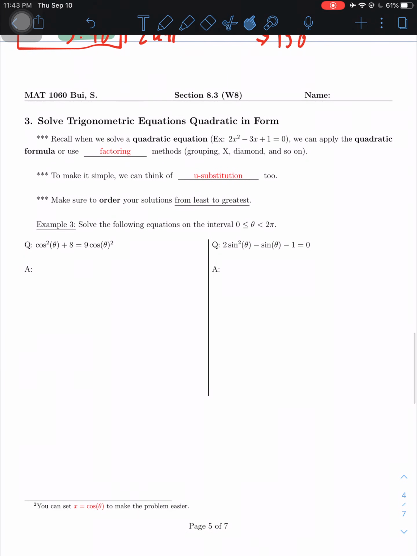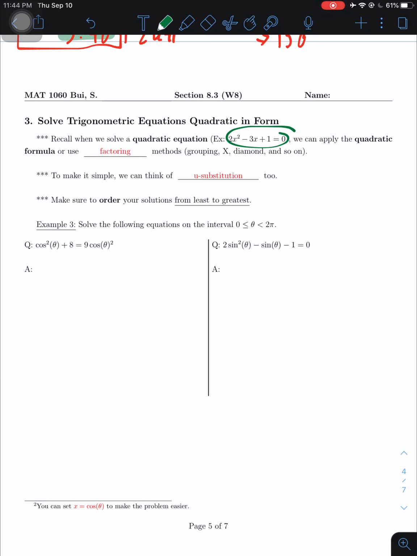So now, objective 3, solve trig equations quadratic in form, okay? So first reminder, recall when we solve a quadratic equation. For example, if you have something like this, how do you do it, right? Then we can apply the quadratic formula or use the factoring method, including the grouping method, X method, and diamond, and so on, right? In the exam, you will see the grouping method, okay? So watch out for that. That's something that you have to be careful for. And on the worksheet and in the quizzes, you're gonna have the X method or the diamond method if you prefer.